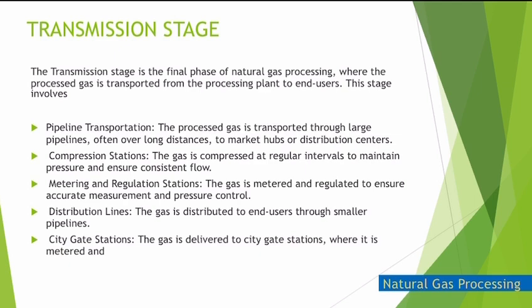Then we have compression stations. The gas is compressed at regular intervals to maintain pressure and ensure consistent flow. The metering or regulation stations. The gas is metered and regulated to ensure accurate measurements and pressure control. Distribution lines. The gas is distributed to end users through smaller pipelines. City gate stations. The gas is delivered to city gate stations where it is metered and transported.